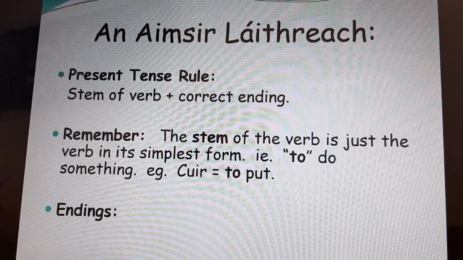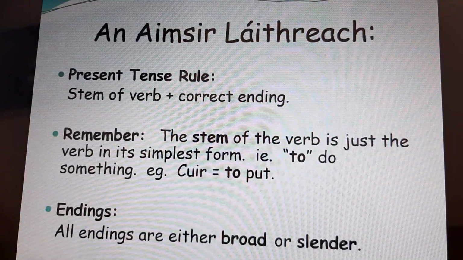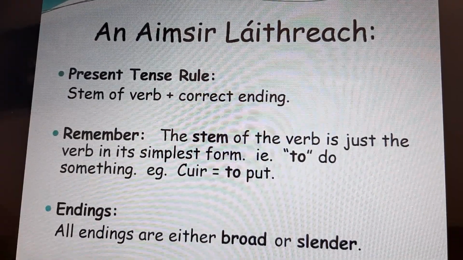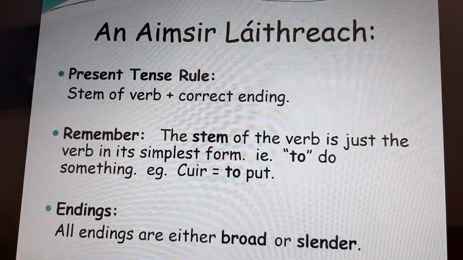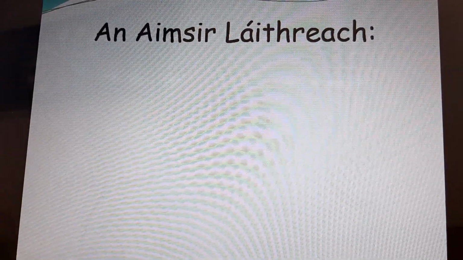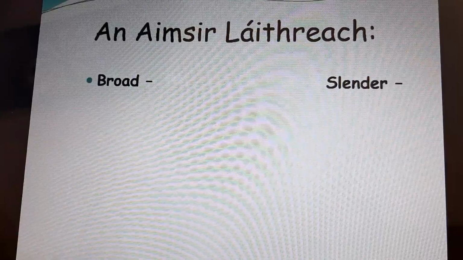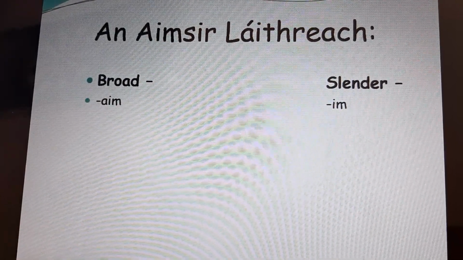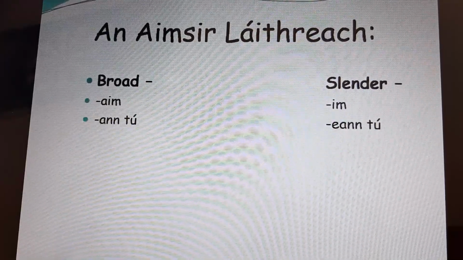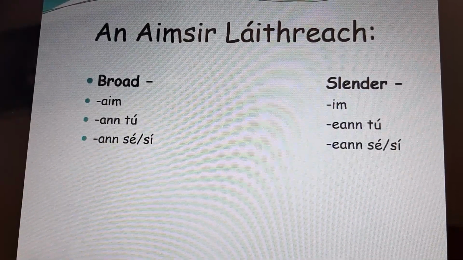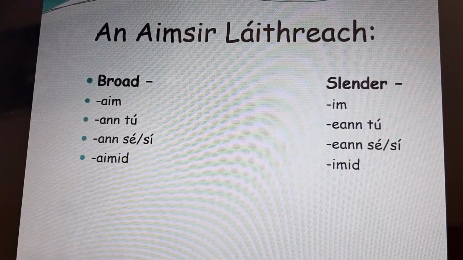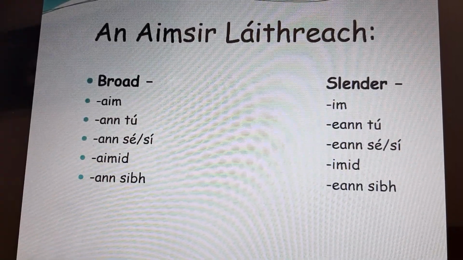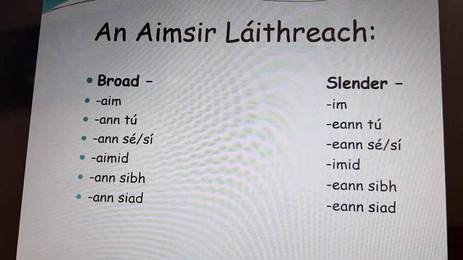So what do I mean by adding the correct ending? Now, all endings are either broad or slender, just like all verbs are either broad or slender, and we need to make them match. We need to make them agree. So here's your broad endings and your slender endings for me, for I, for you, for he or she, for we or us, for yous, speaking to more than one person, and for they, right?